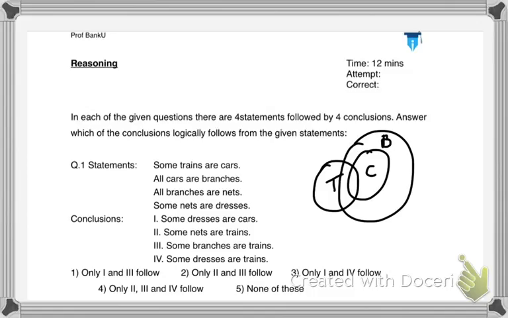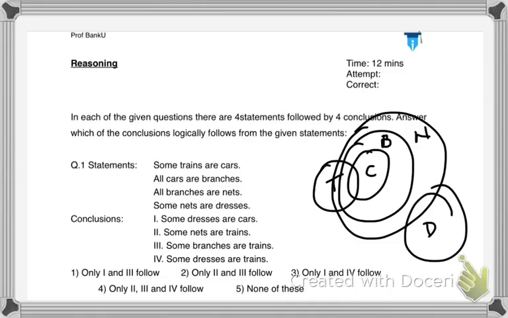Okay, now all branches are nets. So we draw it like this, that is all branches are nets, and some nets are dresses. So we draw it like this, that is some nets are dresses. Now this is the diagram, and you know how I have drawn it, because from the lectures that we have prepared, the technique for solving syllogisms that we follow is different from whatever others follow, and it is the simplest one. Okay, so we analyze these four conclusions in this single diagram.